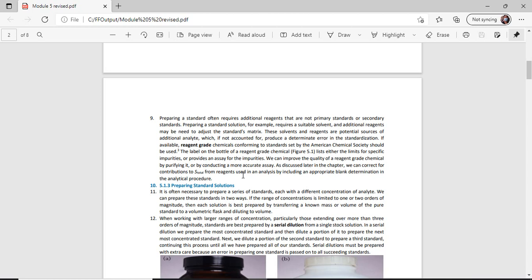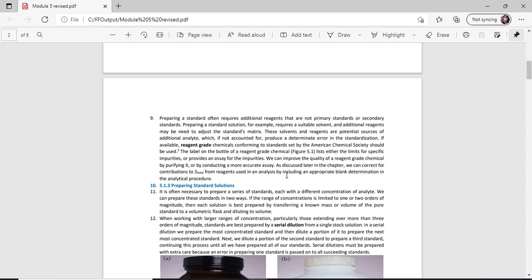To minimize determinate error for standardization, if available, reagent grade chemicals conforming to the standards set by the American Chemical Society should be used. The label on the bottle of your reagent grade chemical lists either the limits for its specific impurities or provides an assay for your impurities. We can also improve the quality of your reagent grade chemicals by purifying them or by conducting a more accurate assay for a very specific analyte that you need.